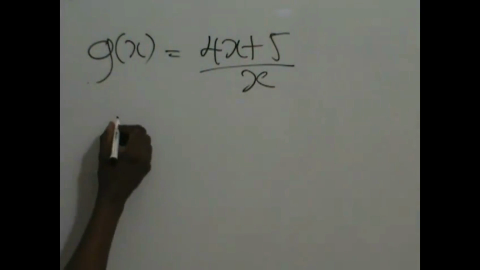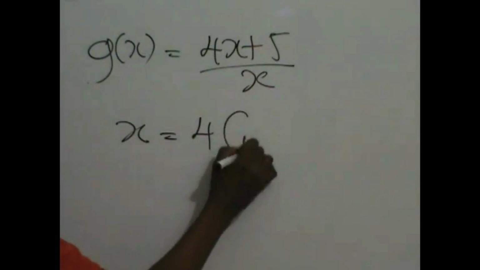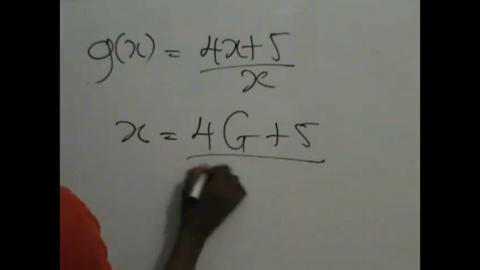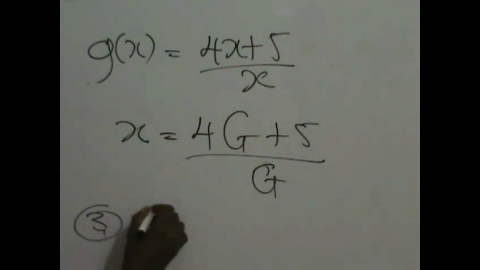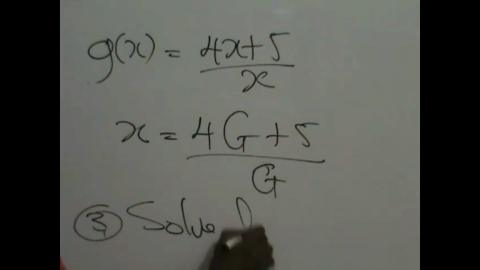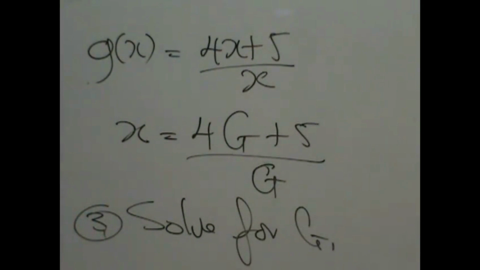So we're saying that x is equal to 4 big G plus 5 over big G. And step 3 now would just simply be to solve for big G. Yes? So at this point, it's just straightforward algebra going down the road.